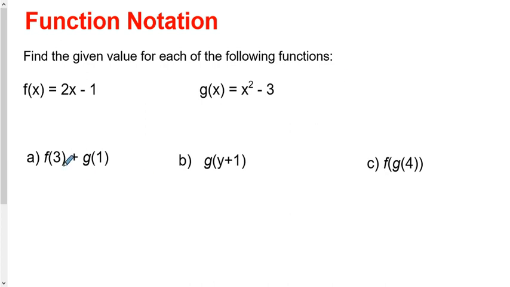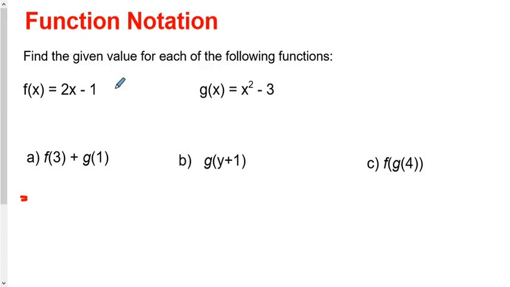Okay, so my first one is f at 3 plus g at 1. Basically that's saying with an input of 3, what is my output? And that's a number that I'm going to put there. And then with an input of 1 into my g function, what's my output? I'll put that number there. So let's figure this out.